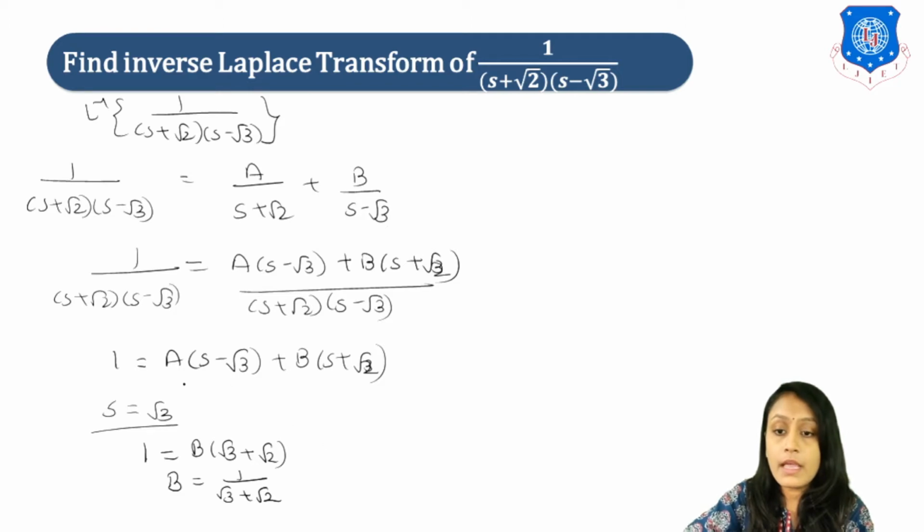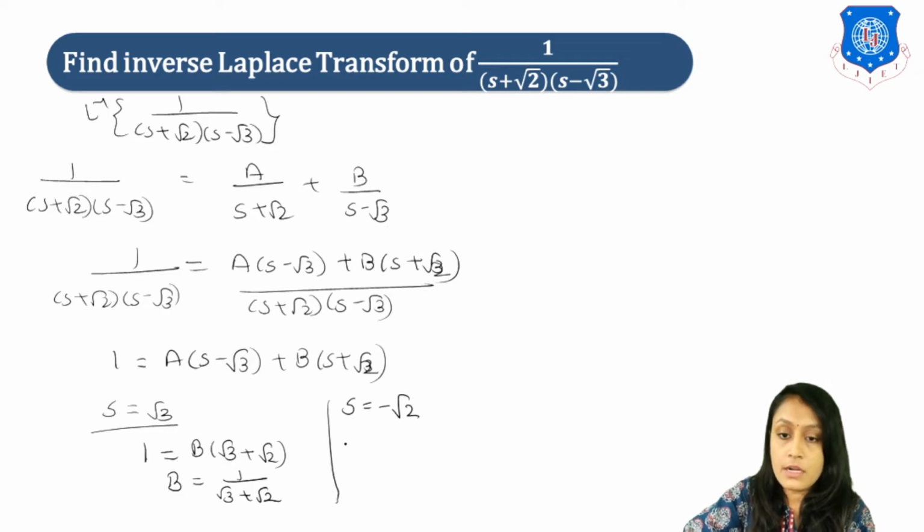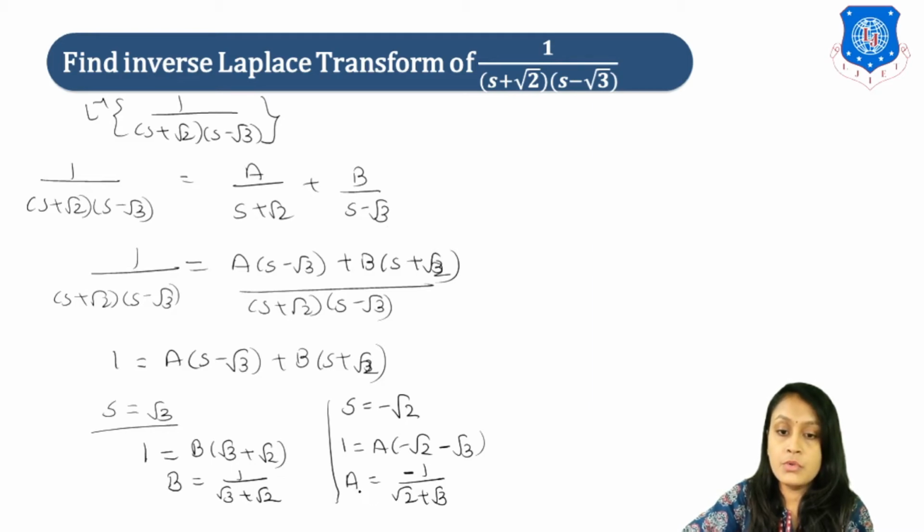Correct? And to find the other value, in place of s we will write minus root 2. If you write minus root 2, this term will be gone, and what remains is 1 equals A into (minus root 2 minus root 3). We can take this minus common. So A will be minus 1 upon (under root 2 plus under root 3).